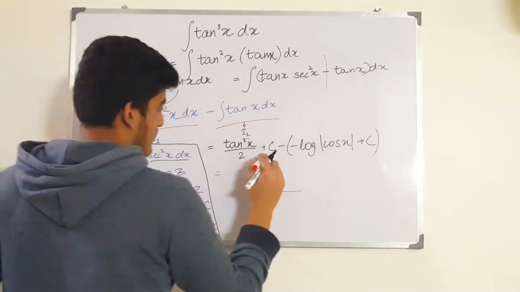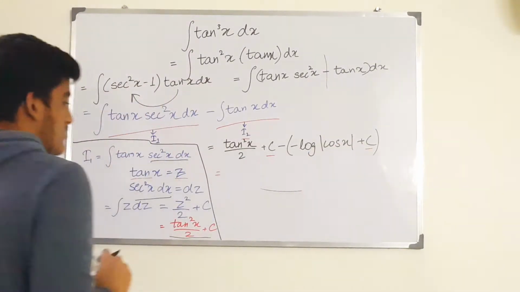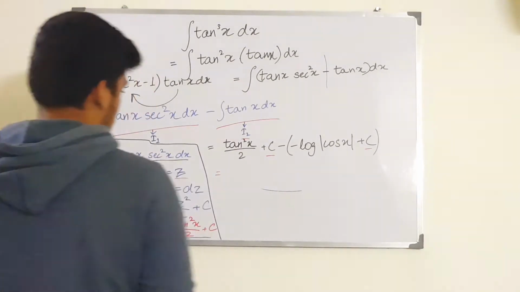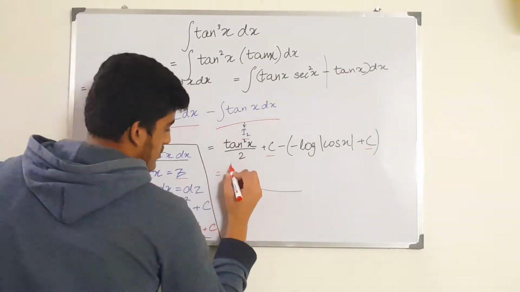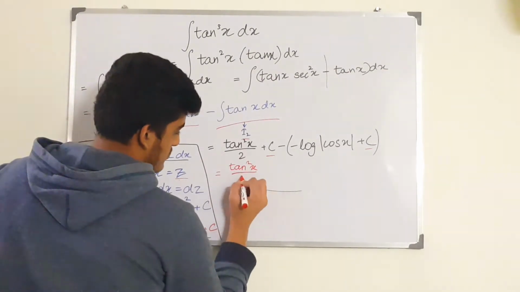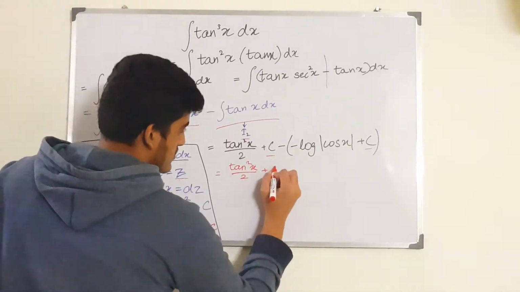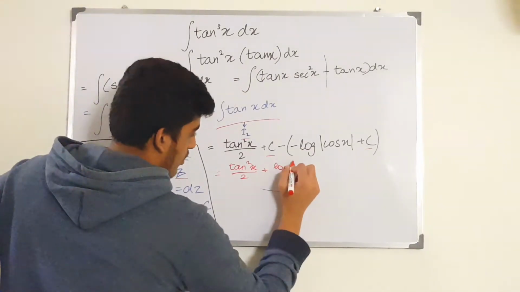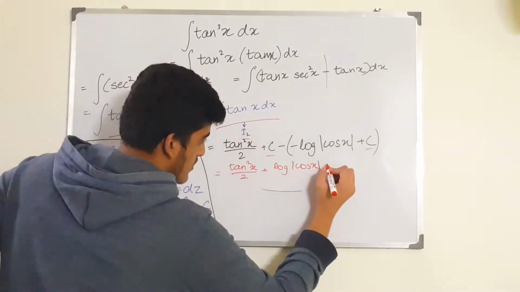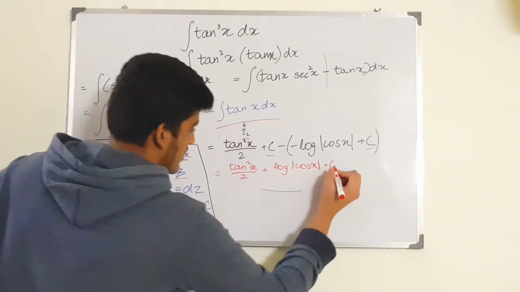You might notice that we have two c's over here. We can just ignore one and just write one c instead of both. Tan square x by 2 plus log cos x plus c.